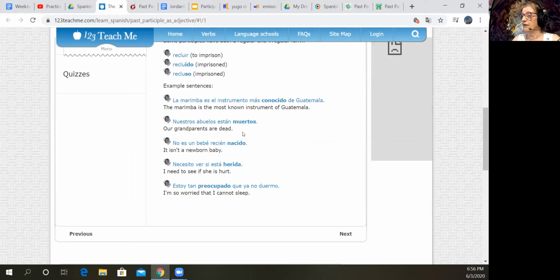Okay. Here's one of the irregulars. Nuestros abuelos están muertos. Dead. Morir does not become morido. It's a very common irregular because many times we need this word muerto, dead. Nuestros abuelos están muertos. Oh, here's a common one. Born. No es un bebé recién nacido. It's not a newborn baby. Recién nacido means recently born. It comes from nacer, to be born. Nacido.